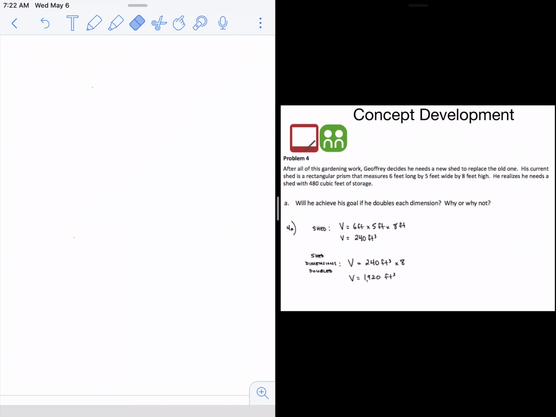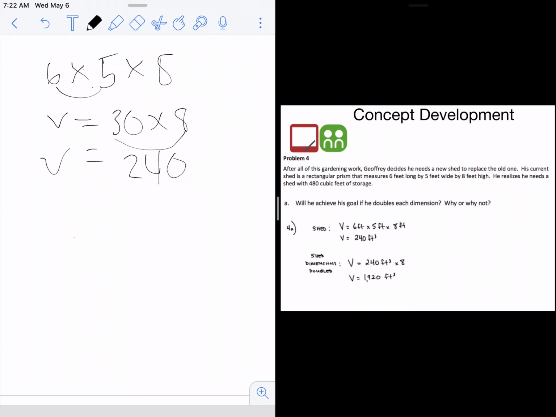So 6 by 5 by 8. And when you multiply all that together, you get a total volume, which is 30 times 8. 6 times 5 is 30, times 8. 8 times 3 is 24. Add your 0. Okay, so total volume of 240 feet cubed, or cubic feet.